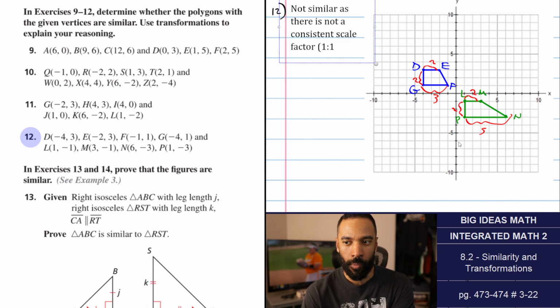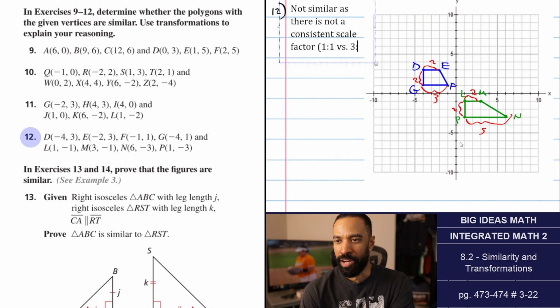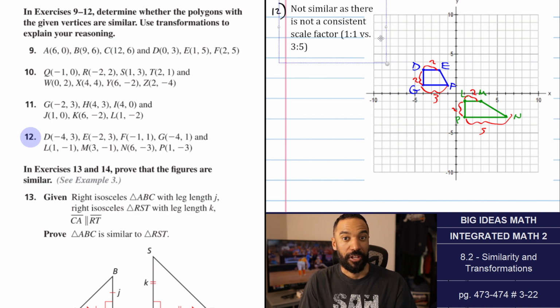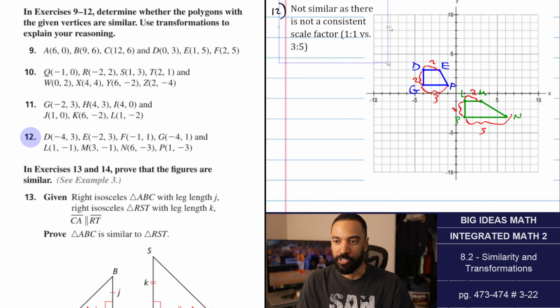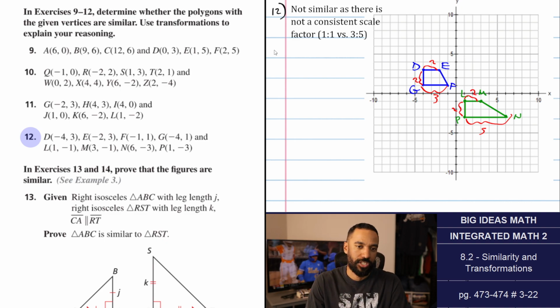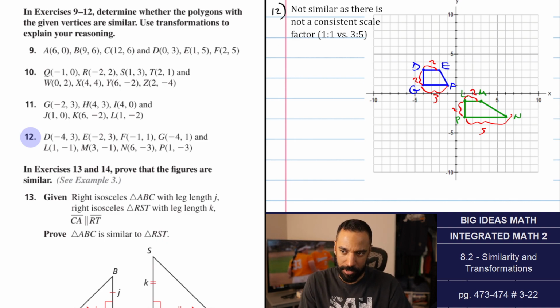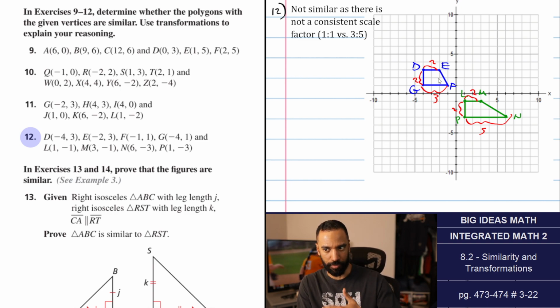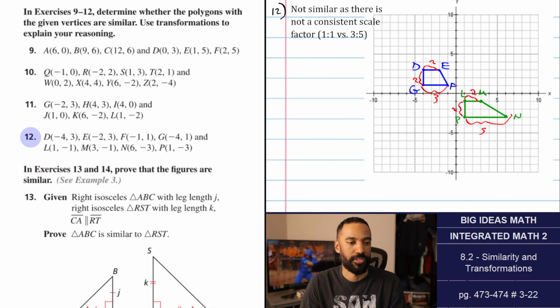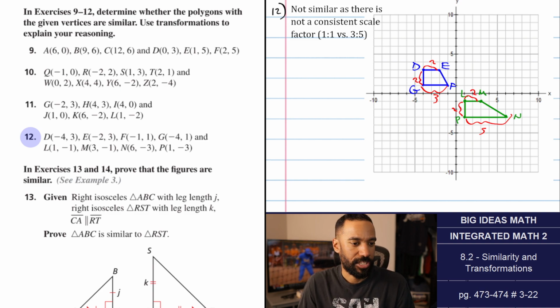So there's like a 1-to-1 versus 3-to-5, for example. And yeah, again, things can be similar and be congruent at the same time. And that's what these things would have been. But this thing would have had to have grown in size. Would have had to have been taller at the same time as anything else. And it didn't seem to do that. All right, that's number 12.